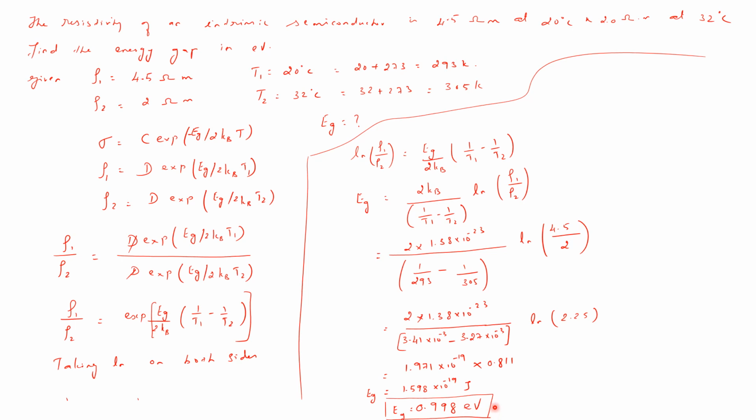0.998 electron volt. You will get it in joules and you have to convert that into electron volts by dividing by 1.6 into 10 power minus 19. Then you will get Eg is equal to 0.998 electron volts. This is one of the most frequently repeated end semester exam questions.